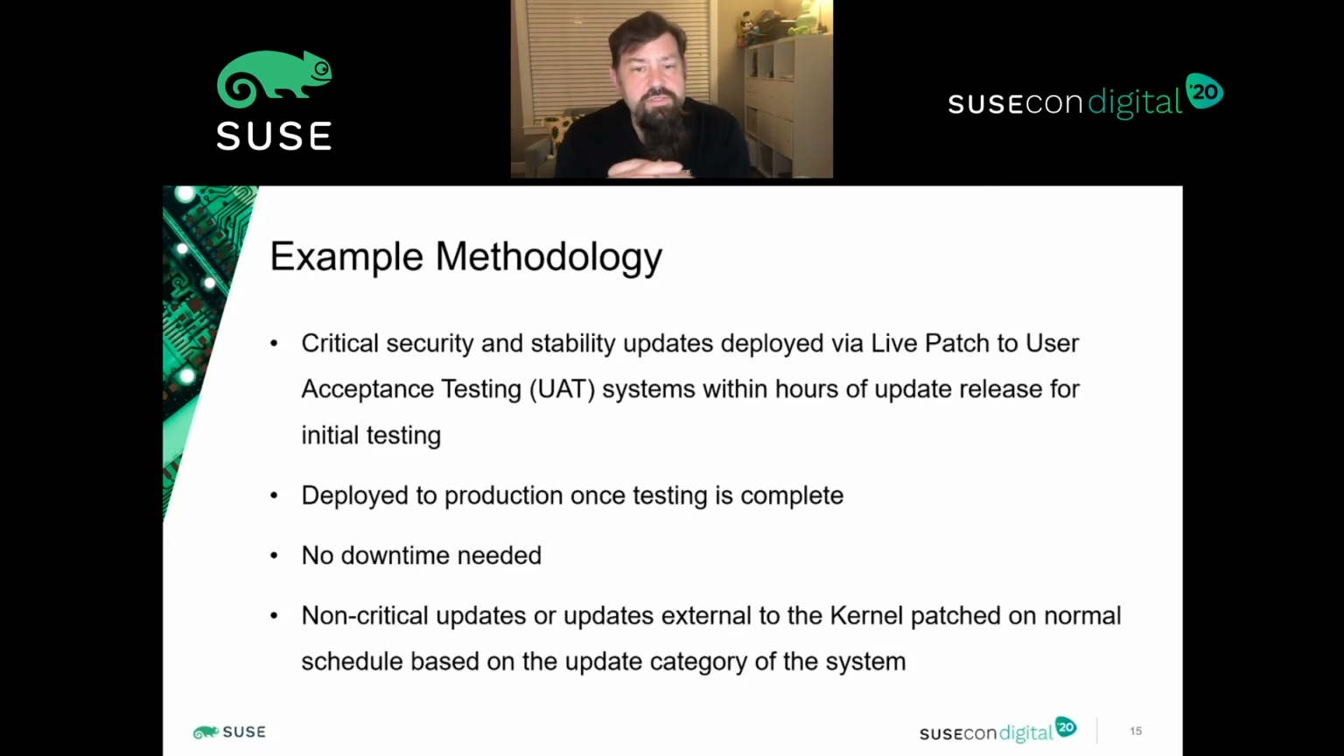The overall methodology: let's take that critical security update. You have LivePatch for your UAT environments, and you have it for your production environments. So we see that the very critical update has come out from SUSE. You take it and deploy it to UAT within hours of it being released. Now you've got it in an environment where it can be tested.